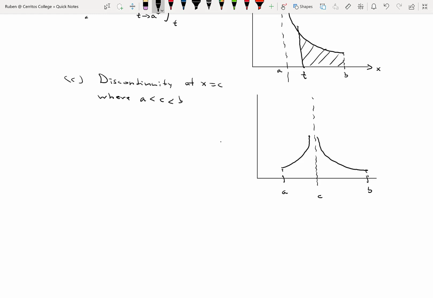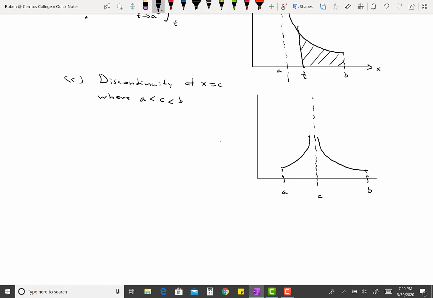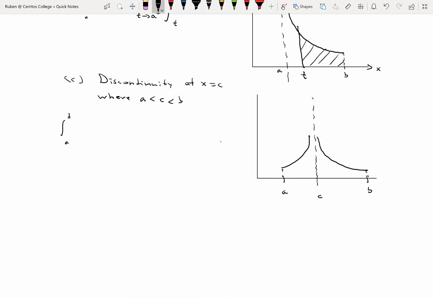And just as the third subcase in the type 1 improper integral was pretty simple, so is this one. So the integral from a to b of the function is broken up into two integrals: the integral from a to c of the function plus the integral from c to b of the function. So we've reduced this third case into the sum of two separate cases, and then we evaluate those as two separate cases.